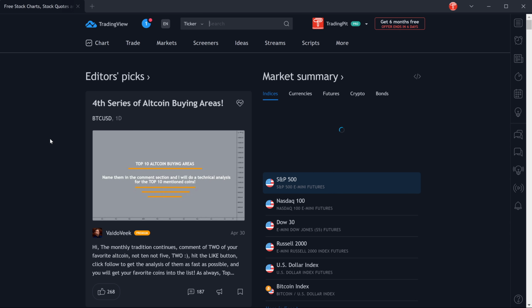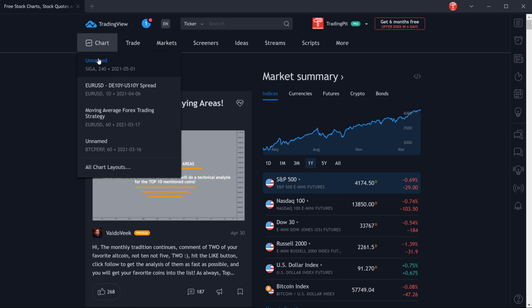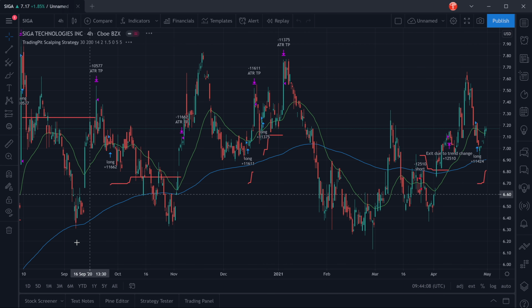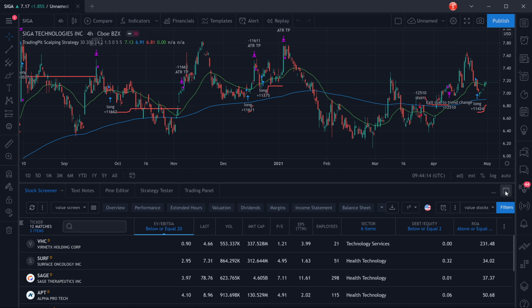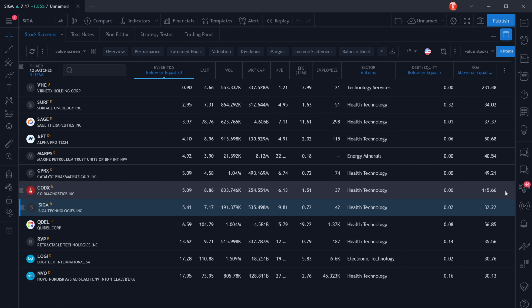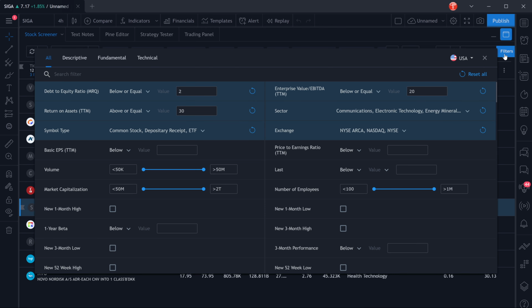So we'll be using TradingView for this, and we're gonna open a chart, any chart, and then at the bottom left we're gonna select stock screener. If you want some details on how to actually configure the stock screener in general terms, you can check out the video I'm linking here. So we're gonna want to select filters. For our value stock screen, we're going to focus on the parameters that you can see here.